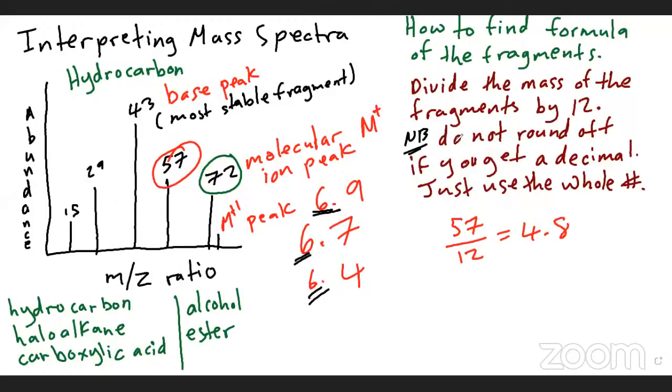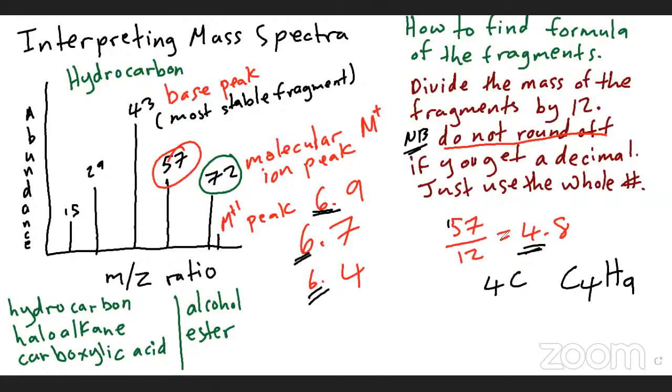And notice I said that you do not round off. So if I get 4.8, just focus on 4. So the fragment that is 57 has 4 carbons. All right, so that would be C4. Now, to get how many hydrogens, just know that it is one less than the alkane. For example, C4, if it was an alkane, it would be C4H10. It should be one less, so C4H9.